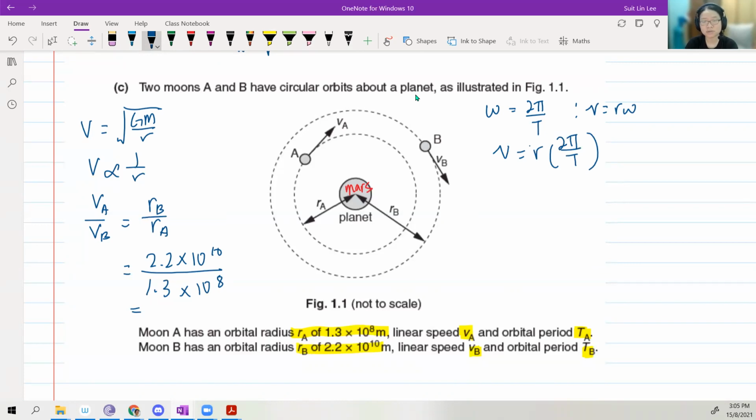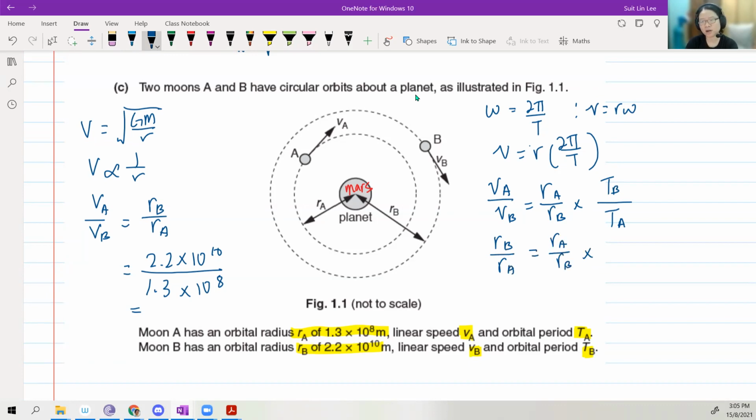2 pi is a constant. So I can say VA over VB is equal to RA over RB. T is at the denominator, so I'm going to flip it: TB over TA. Of course, this one is a bit risky if you're not really comfortable. Because VA over VB is RB over RA, inversely proportional over R. Okay, let me rearrange first. VA over VB is RB over RA.